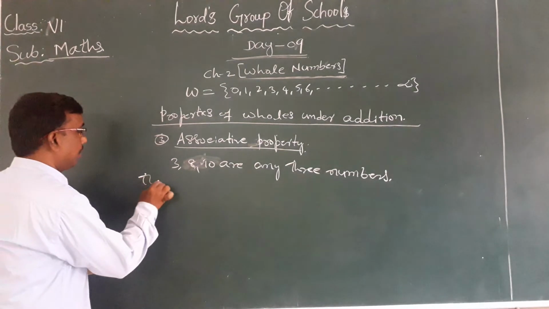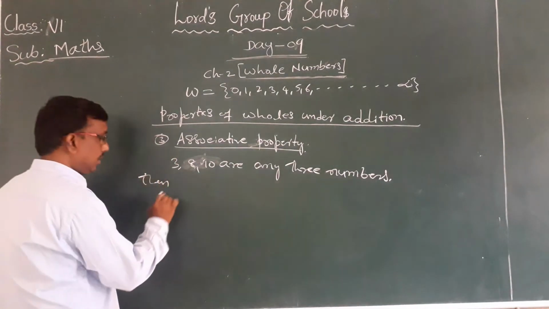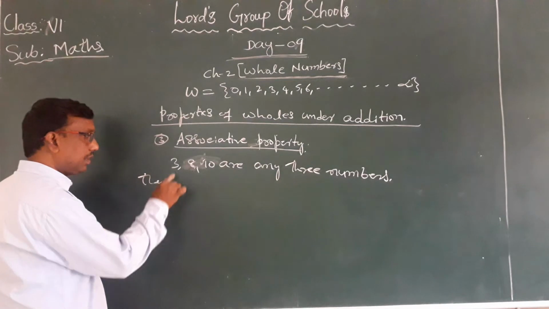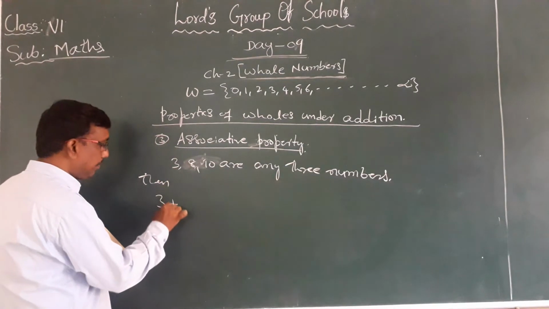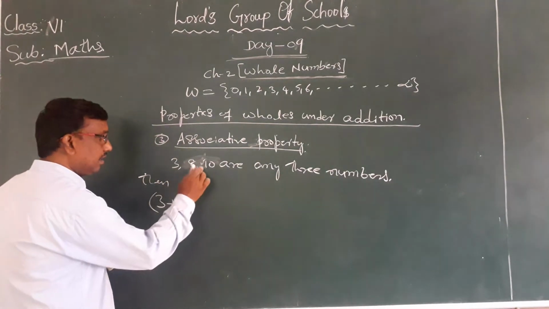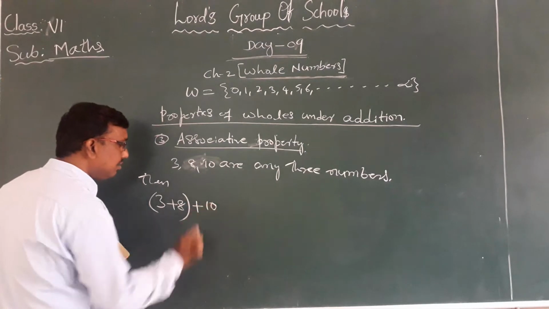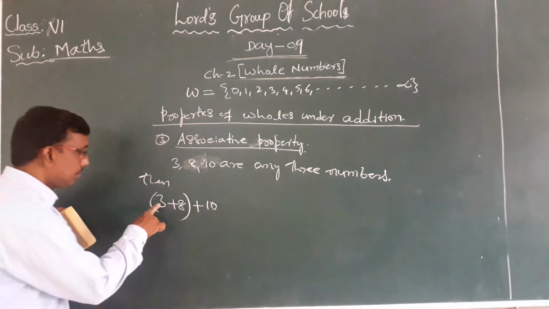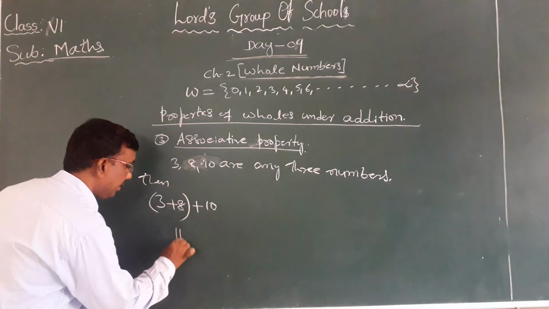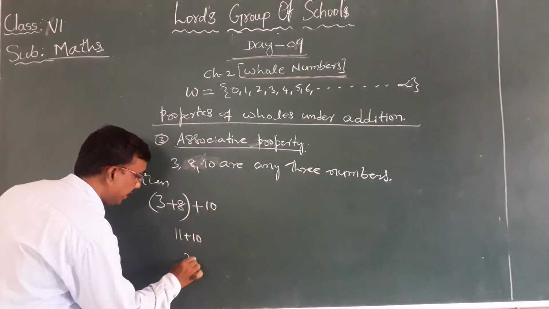So what I am doing, I am finding the sum of 3 and 8 first, 3 plus 8, then that sum will be added to 10. So 3 plus 8 is 11, 11 plus 10 is 21.